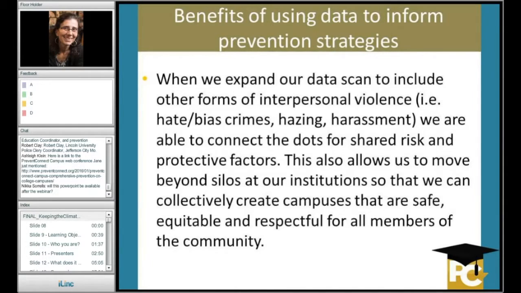So when we expand our data scan to include other forms of interpersonal violence, such as hate crimes or bias crimes, hazing, and harassment, we're really able to connect the dots for shared risk and protective factors. And this, I think, is so important, and maybe some of you on campuses have experienced this, that we sometimes live in a very siloed world, particularly related to our prevention. So if we are able to look at shared risk and protective factors, it really helps us move beyond the silos at our institutions so that we can collectively create campuses that are safe, equitable, and respectful for all members of the community. And CDC has a great article, I think, that we put on our resource sheet called Connecting the Dots, that looks at shared risk and protective factors for interpersonal violence.